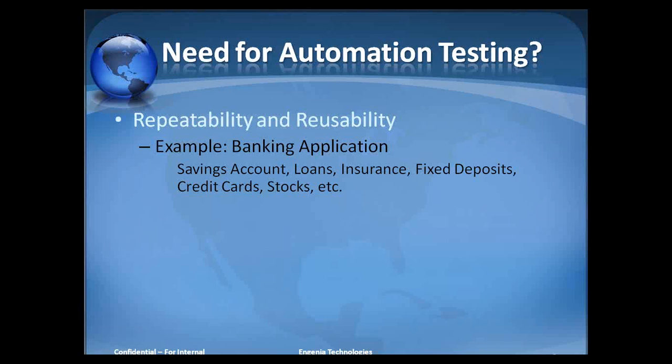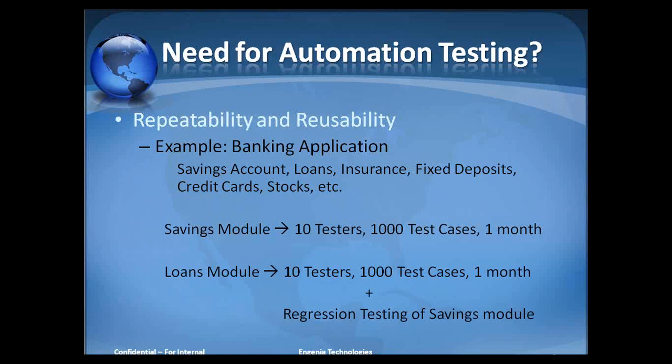So let's take an example that in order to test the saving accounts module, 10 testers are needed, and around 1,000 test cases need to be executed in just 1 month. So we have the testing team ready, and 10 testers are executing 1,000 test cases in 1 month. That is pretty much an okay scenario. But let's say after some point of time, the loans module is also developed, and it requires the same amount of testing effort, that is 10 testers with 1,000 test cases in 1 month. But we have a limitation of only 10 testers in an organization.